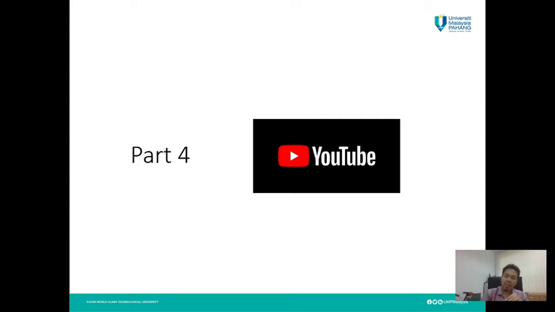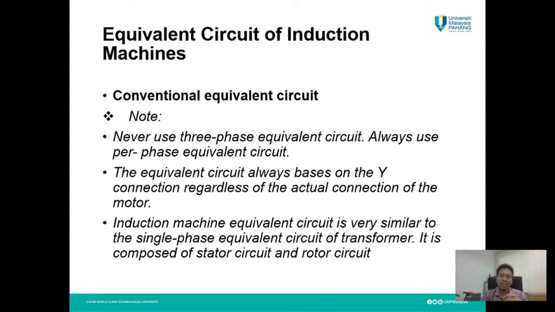Okay, so in this topic, we will cover the equivalent circuit of the induction machine. Basically, the circuit of the induction machine is similar to the circuit of a transformer, where we have the primary and then we have the secondary part. For the equivalent circuit, we refer to the IEEE standard equivalent circuit for the induction machine.